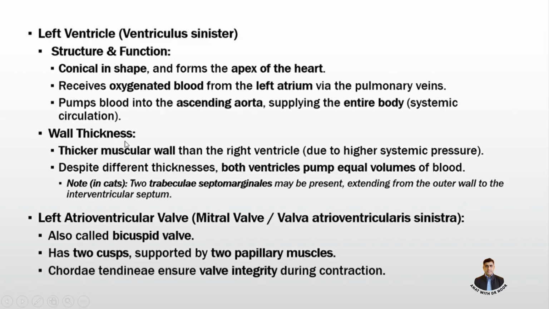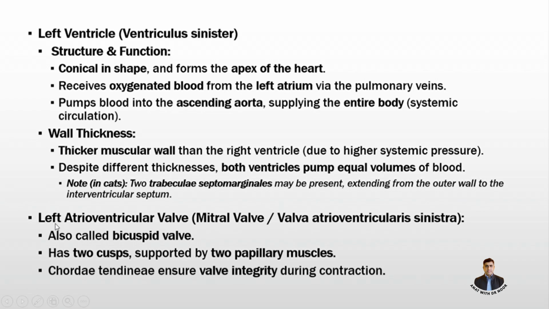Wall thickness of the left ventricle. It has a thicker muscular wall than the right ventricle due to higher systemic pressure. Despite the different thickness, both ventricles pump an equal amount of blood. Note, this is a comparative point. Note it. In cats, two septomarginal trabeculae may be present, extending from the outer wall to the interventricular septum.